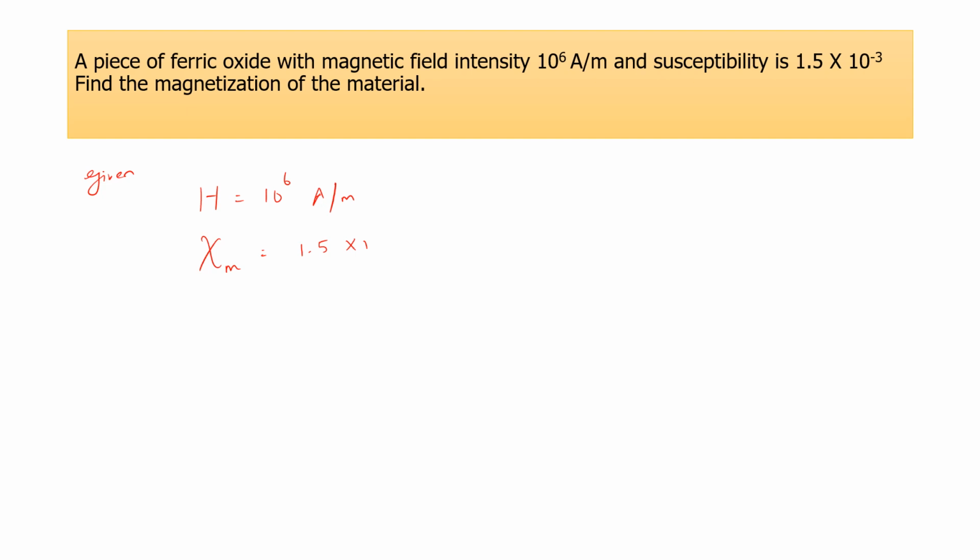So 1.5 into 10 power minus 3, it has no units. Then what is asked is magnetization. Either we can use I as the notation or m as the notation. Both mean the same. So we know chi-m is equal to I by H, which means I is equal to chi-m into H. So chi-m is 1.5 into 10 power minus 3 into 10 power 6. So what is the answer? You can use the calculator to check. It is 1500 ampere per meter. Whatever is the unit for H will be the unit for I, because chi has no unit. So this is the answer.